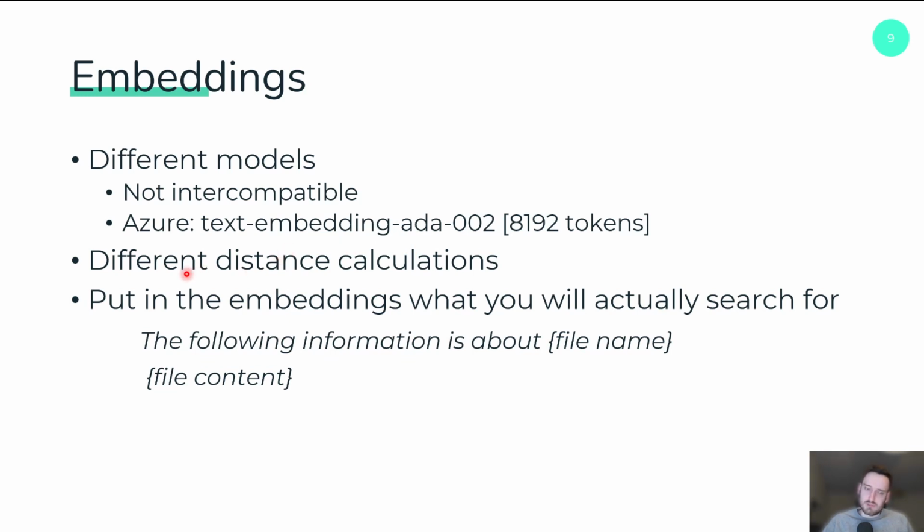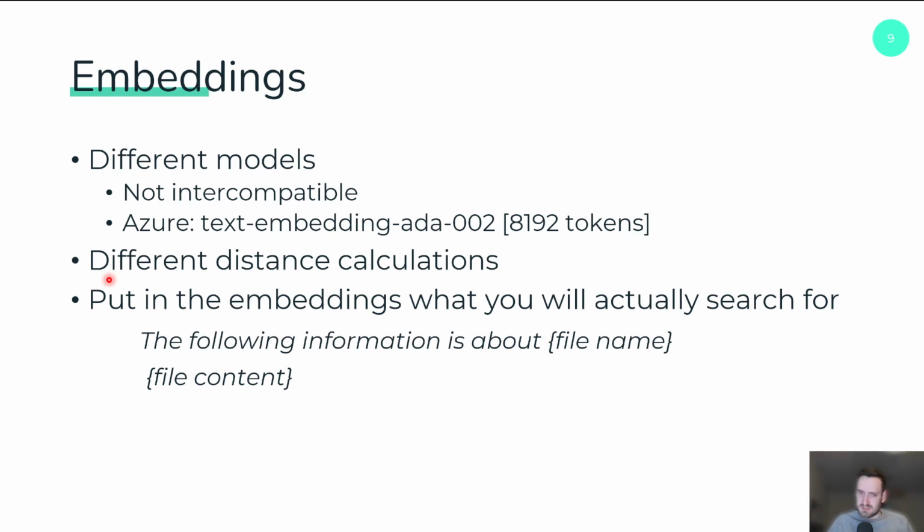There are some different ways of calculating what the closest distance is. This is something you can play around with. There are some algorithms. So far I always use the cosine or the dot product. Those work pretty well. And then a very important thing is that you always need to put in the embedding what you will actually search for. And I will give an example for that.